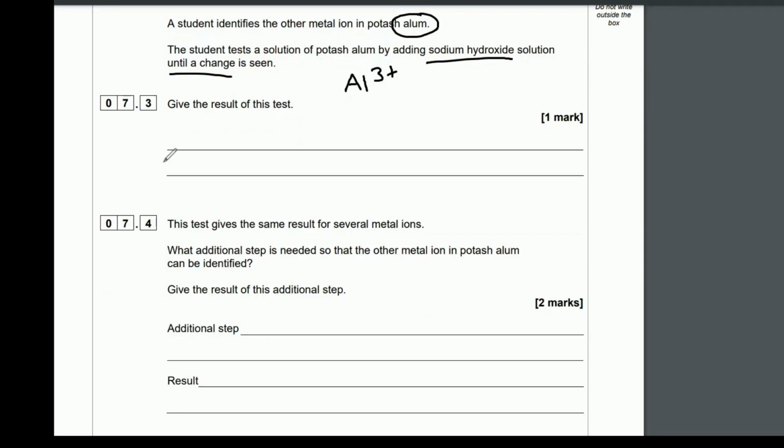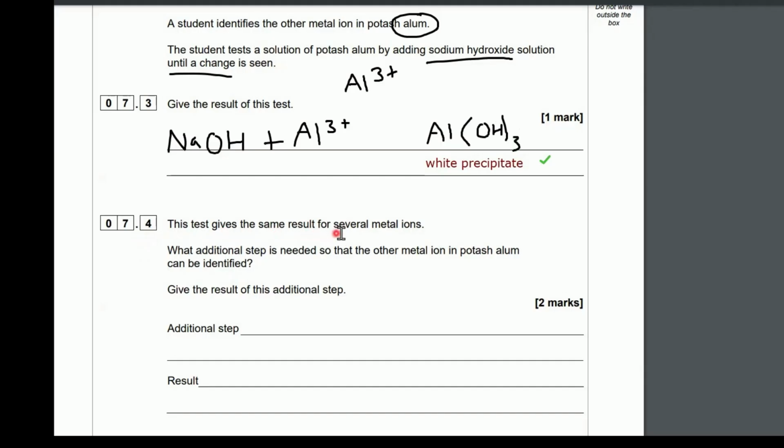Now, what is the result of the test if you take sodium hydroxide and react it with aluminium 3+ ions? Well, you're going to get aluminium hydroxide, and this is a white precipitate. So it's a solid, goes from aqueous to solid. So the result of the test is a white precipitate. Lovely, bubbly. Now you can make that dissolve, but they're not asking about that here.